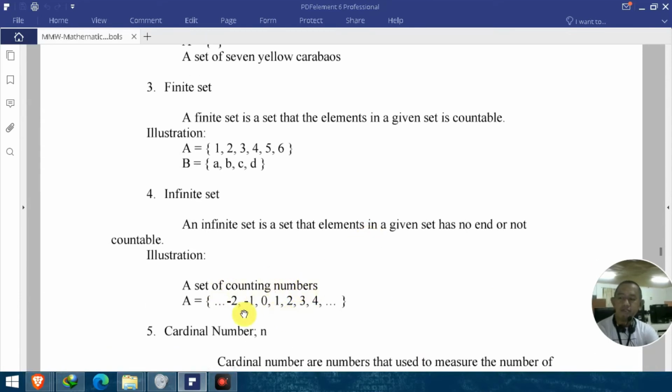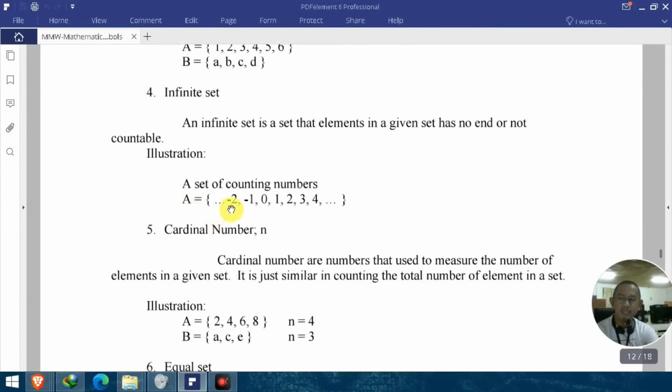So a set of counting numbers. So these are counting numbers. This is an example of set A. So set A is ellipsis, negative 2, negative 1, 0, 1, 2, 3, 4, and then we have your ellipsis, and so on.